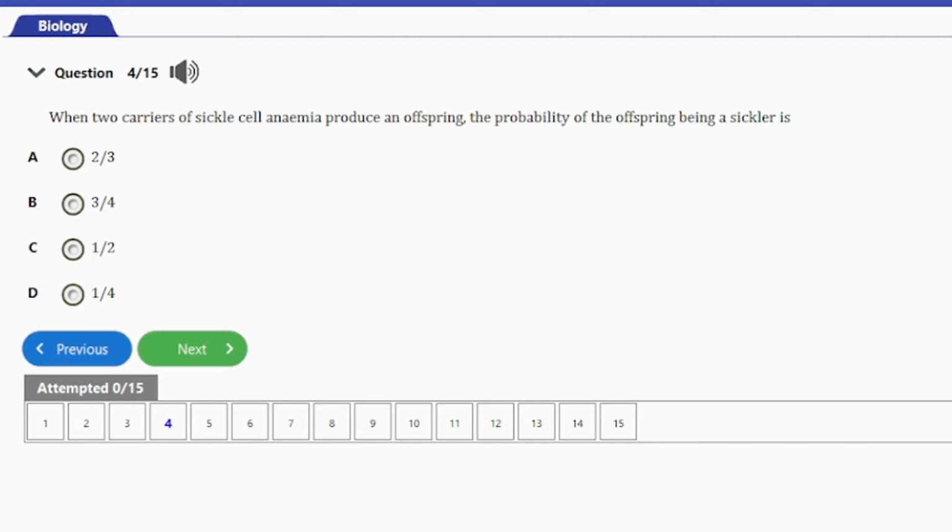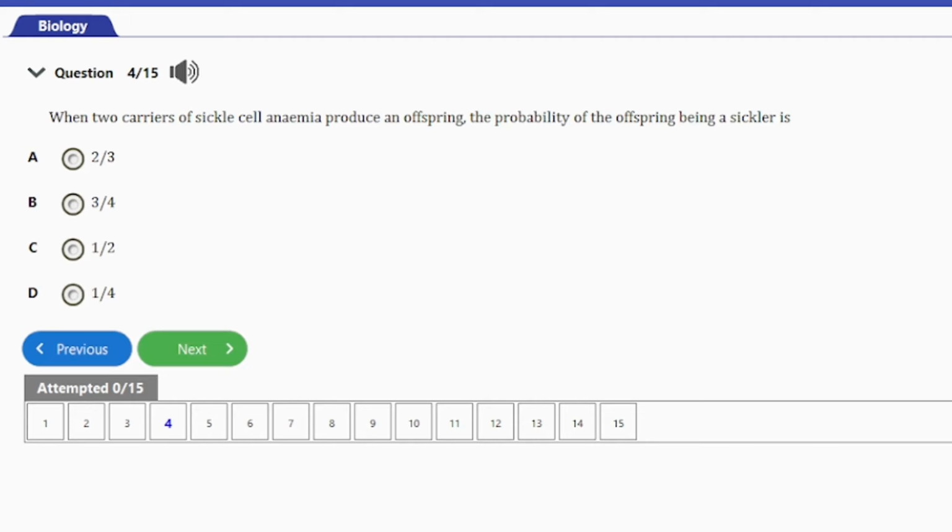Let's consider the next question, question number 4. When two carriers of sickle cell anemia produce an offspring, the probability of the offspring being a sickler is A, 2 over 3, B, 3 over 4, C, 1 over 2, D, 1 over 4. Obviously, the answer to this question is 1 over 4. When you have carriers, they are just like heterozygous all through, right? So they will be heterozygous all through.